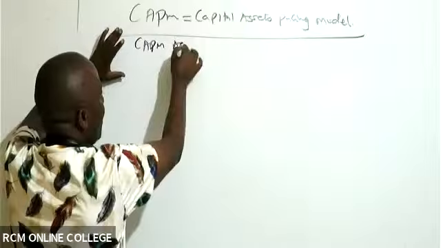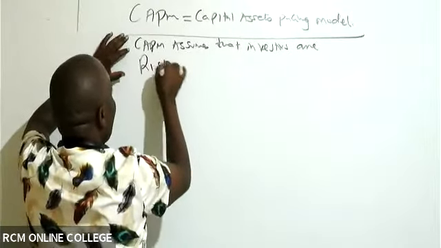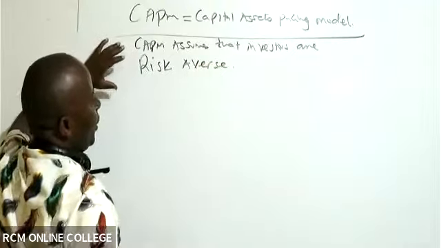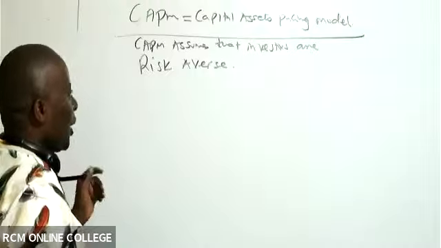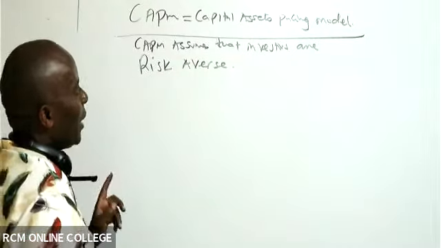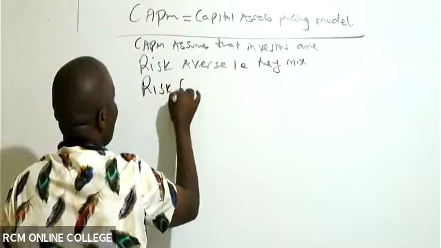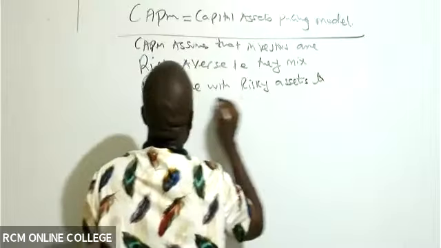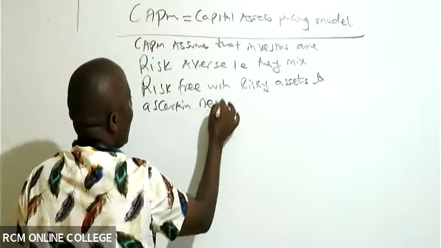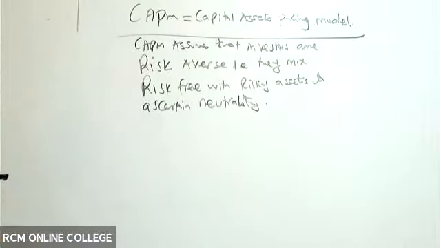CAPM assumes that investors are risk averse. So whenever they are coming up with their investment strategies, they always mix risk-free with risky assets to ascertain neutrality, because they are very cautious.